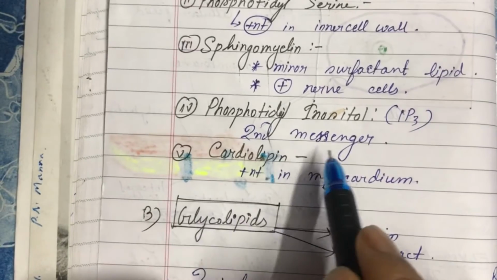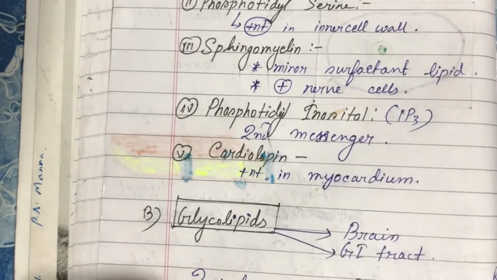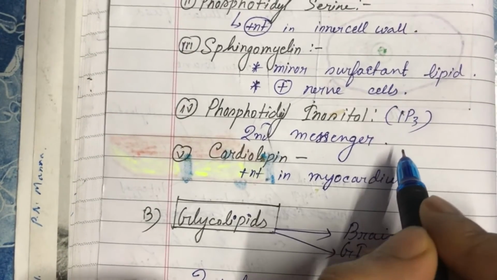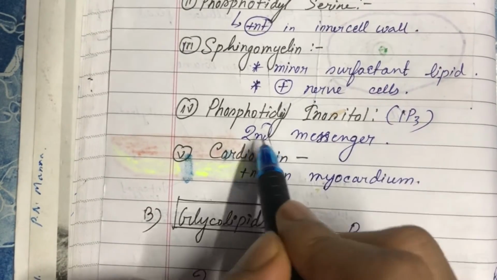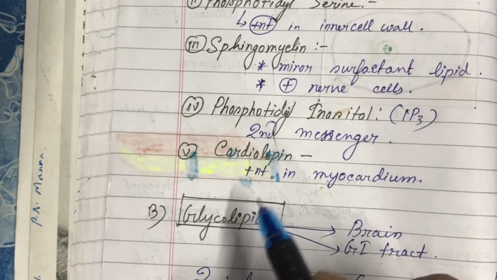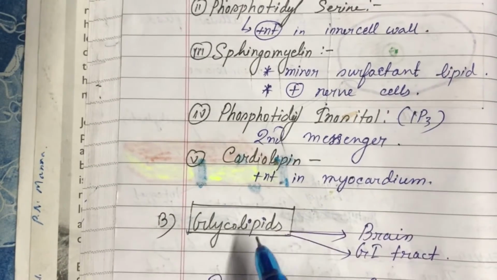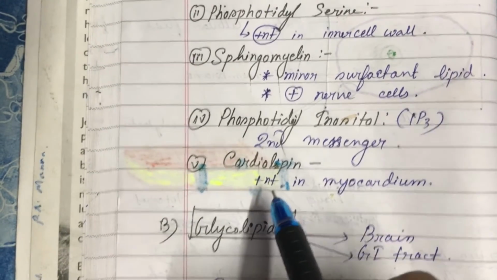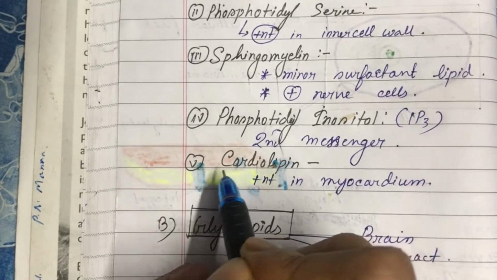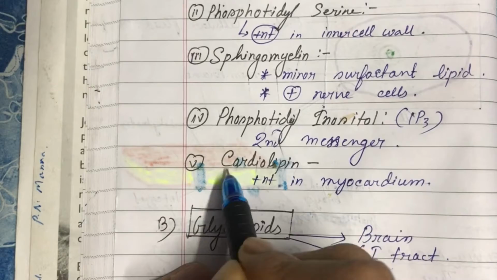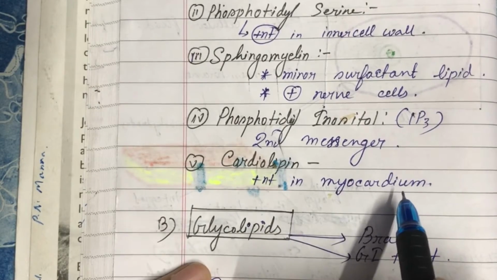Then comes phosphatidylinositol and IP3. IP3 means inositol triphosphate, which is also called a second messenger. Then the last one, cardiolipin. You can already guess that cardio means heart, so it is present in the myocardium of the heart.